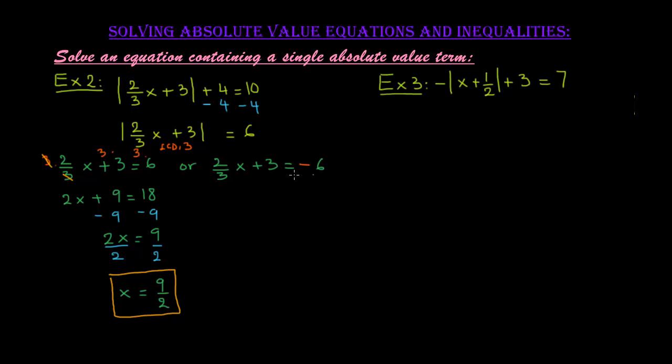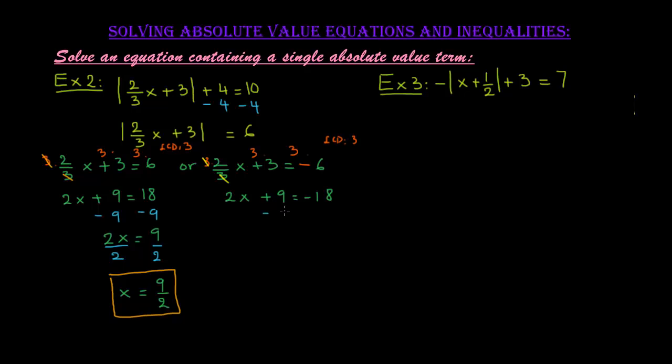Now let's do the negative equation. We have a fraction again, so multiply all three by the LCD, which is 3. Now we have the second equation, 2/3 x plus 3 equal to -6. So we have to deal with the fraction again. So multiply the whole equation by 3. So 3 here, and 3 here. We can reduce the 3.